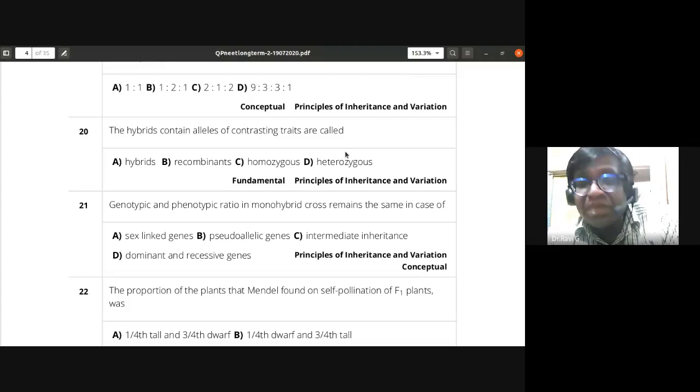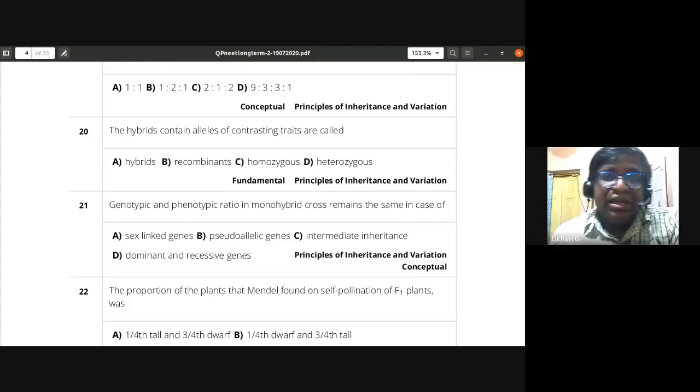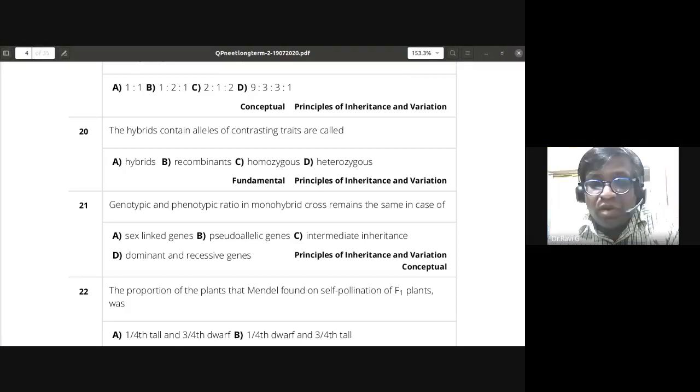incomplete dominance. So here the options are sex-linked genes, pseudoallelic genes, intermediate inheritance, dominant and recessive genes. C is the answer. So intermediate inheritance or incomplete dominance. You have studied about incomplete dominance in Snapdragon. Okay, so it is incomplete dominance. That is what you have to remember about.